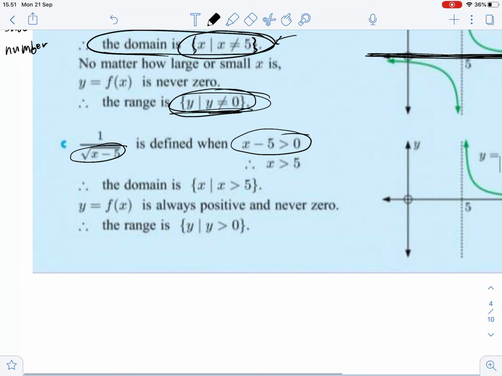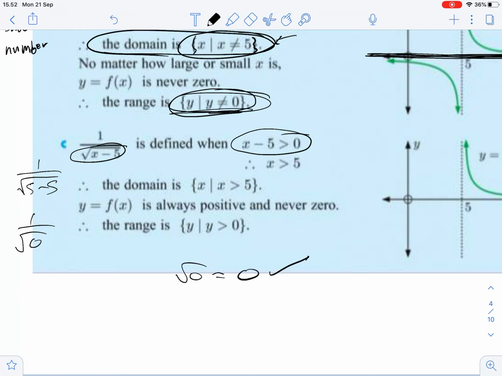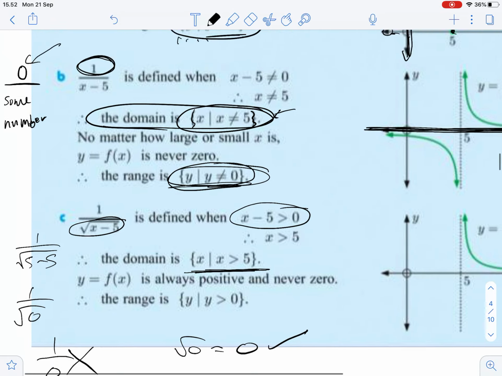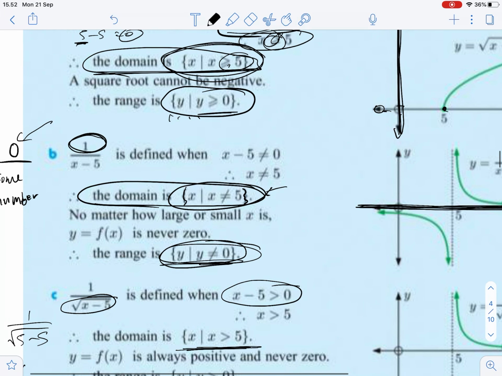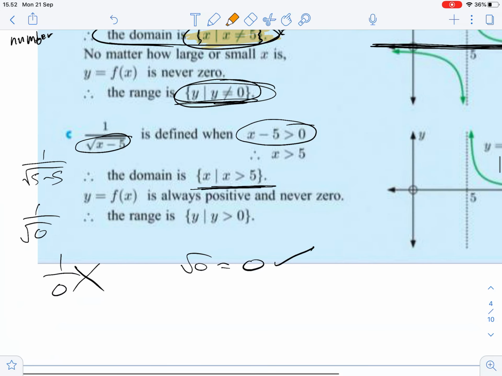If I included 5, then I would plug 5 in, 1 over square root of 5 minus 5, and that would be 1 over square root of 0. And while I can have the square root of 0 that's equal to 0, that's okay, I can't have 1 over 0, so that's not okay. So we have to change our domain to x is greater than 5. Notice you have to pay attention to both domains. Okay?